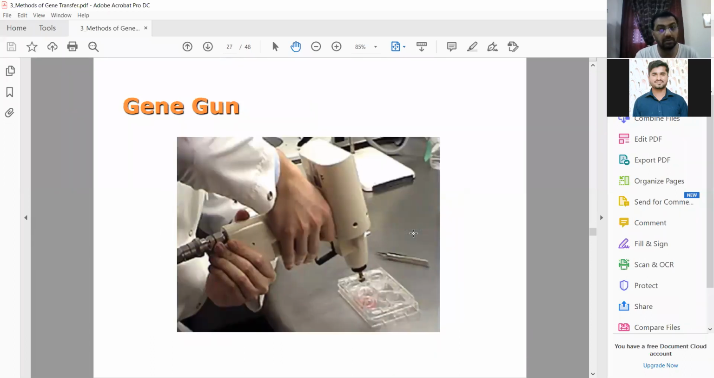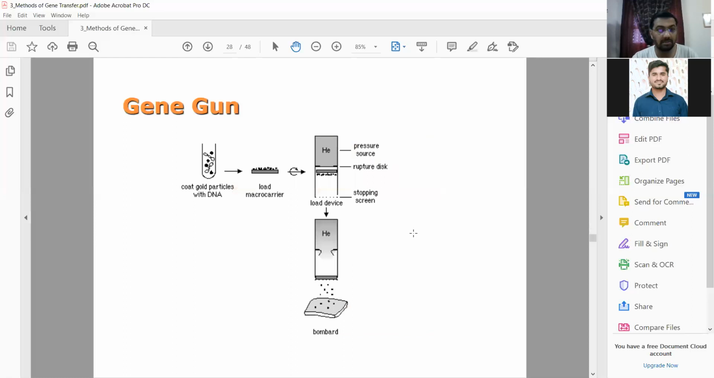The other physical method is the gene gun. You all have heard this name, gene gun. Normally we use helium gas under pressure to transfer the material. We also call it a biolistic gun. The method is that gold particles are coated with DNA, and we put them on the macrocarrier, which is placed in the gun plunger. And when we release the pressure, this would break, and this would bombard the cells under high pressure.